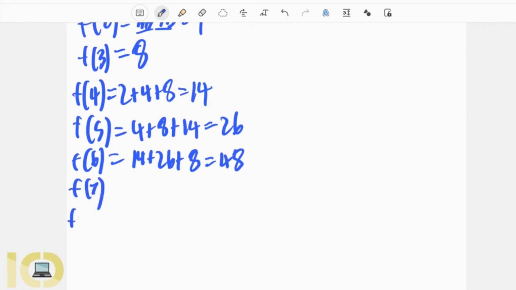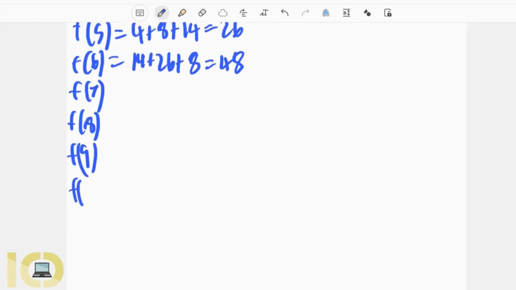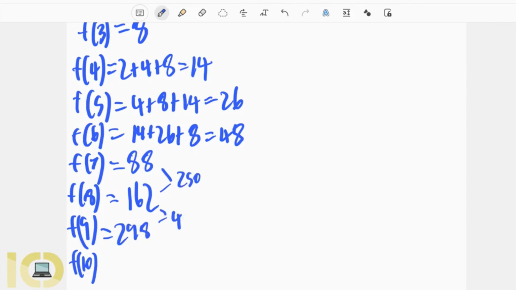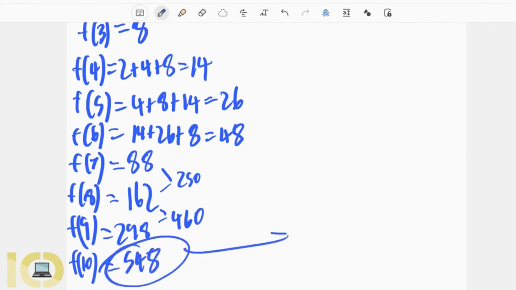F of 7, F of 8, F of 9, and F of 10. So we just continue calculating here. 14 plus 26 is 40, so this would be 88. This is 132 plus 26 is 162. And these two added together is 250, so this is 298. These two added together is 460. So add 88 here and you get the final answer of 548. And our problem is completed.